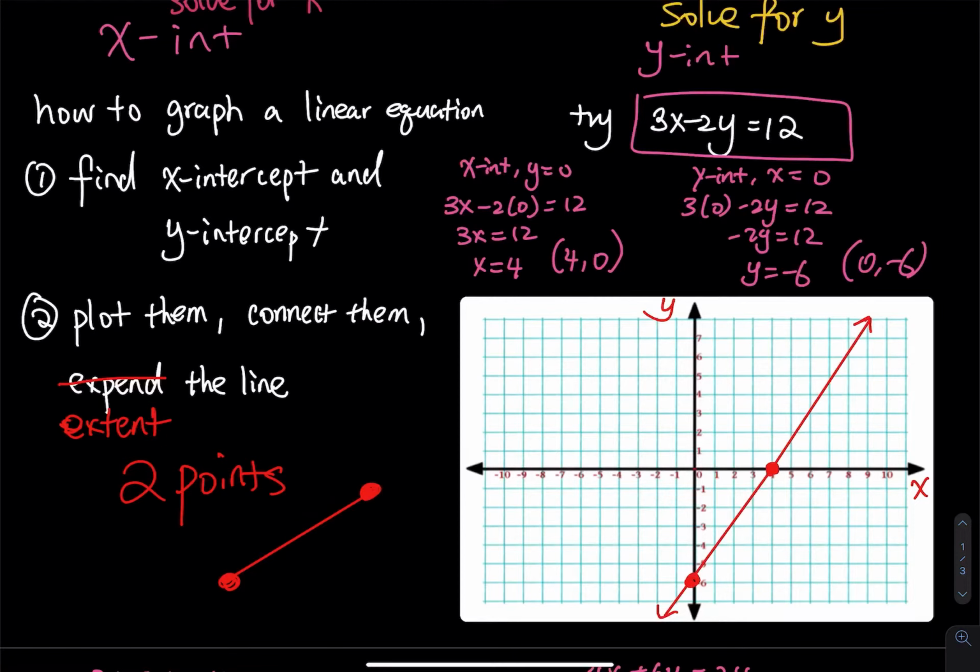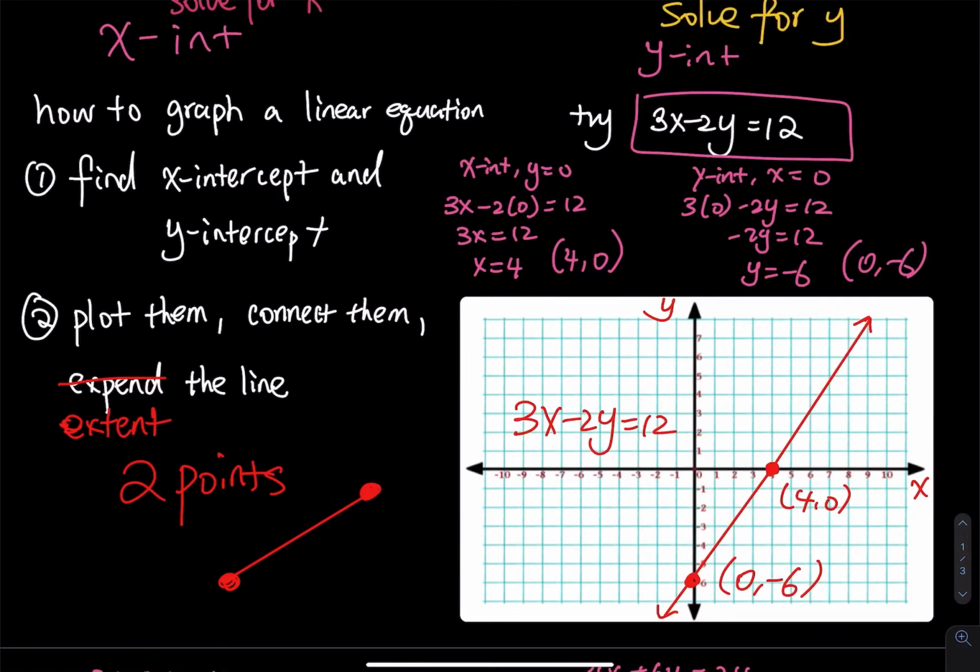Extend the line and then join arrow. So that is the graph of 3x minus 2y equals 12. For this one, I used an x-intercept (4, 0) and a y-intercept (0, negative 6) to sketch the graph of this equation. If you have a graph, you can see the picture, you can see everything.